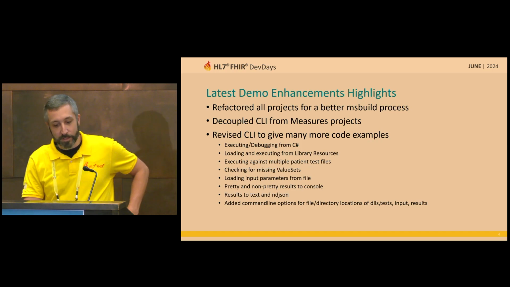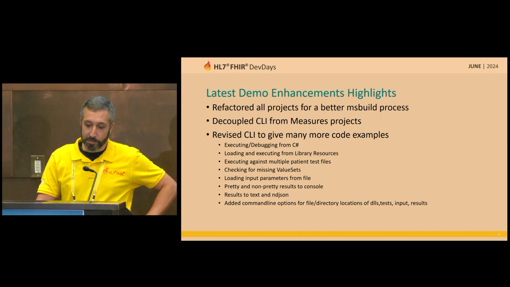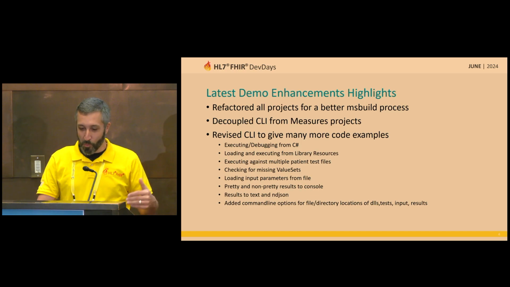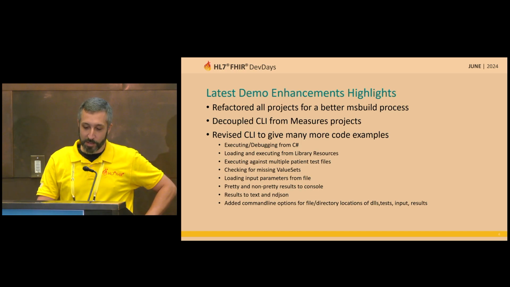So the latest demo highlights include that I've refactored all the projects for a better MSBuild process. If you've used the old 1.0 version, sometimes it didn't compile because of the order of events and things. So now that's all gone, it's fixed. We've decoupled the CLI. The CLI is an example, like a reference implementation, if you will. And we've decoupled it from the measures projects.